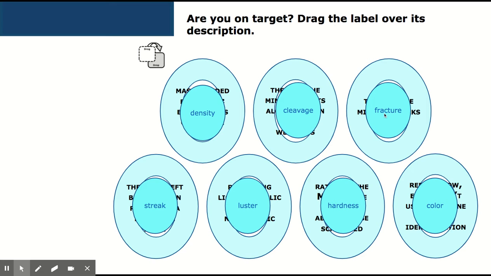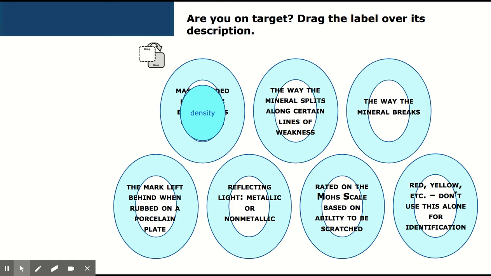We had some definitions we've been talking about with minerals. Take a second and make sure you have them in the right spot. The one that people mess up the most or switch the most is cleavage and fracture. Cleavage is when a mineral breaks along certain lines of weakness, and fracture is the way a mineral breaks.